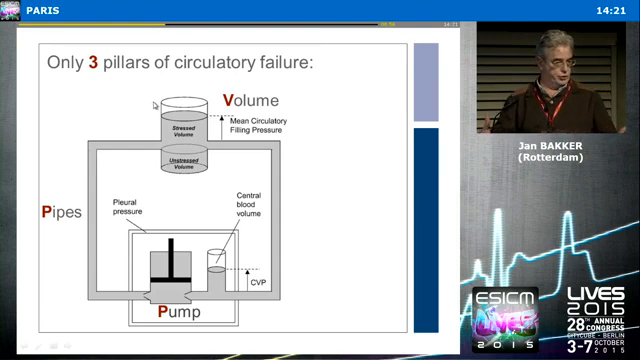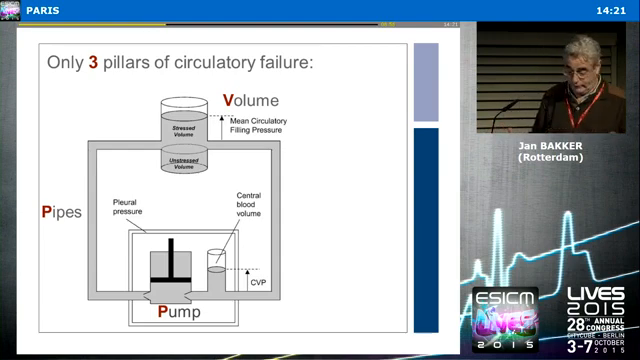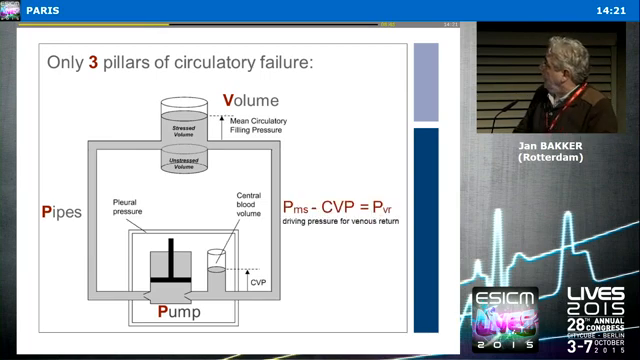And so you could turn unstressed volume into stressed volume, for instance, by giving a vasopressor or by adding volume to the system and increasing your stressed volume. And so this pressure for venous return, the difference between this pressure brought about by your stressed volume and your CVP, that's a very important pressure.